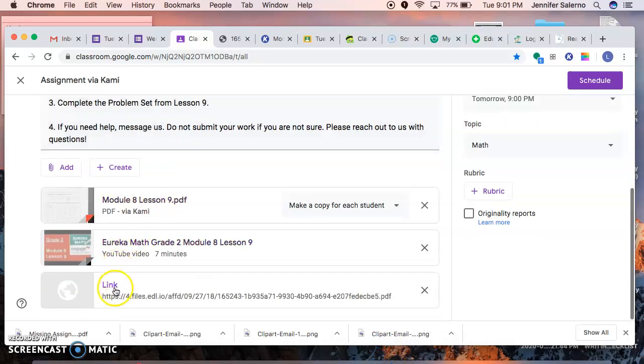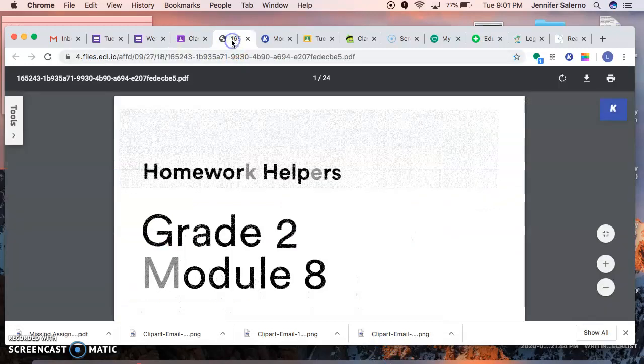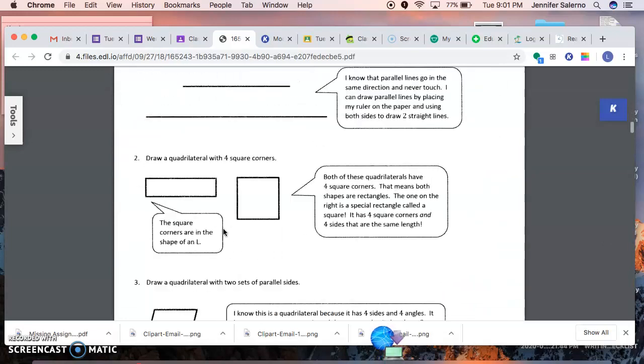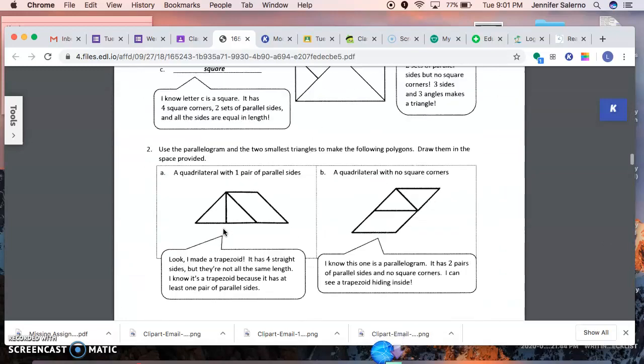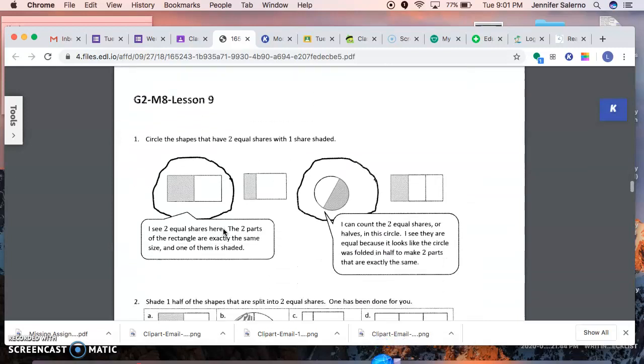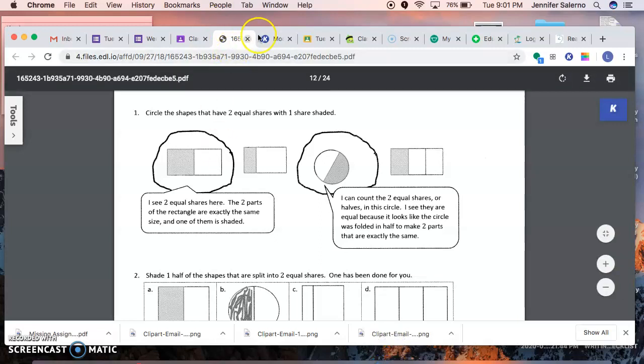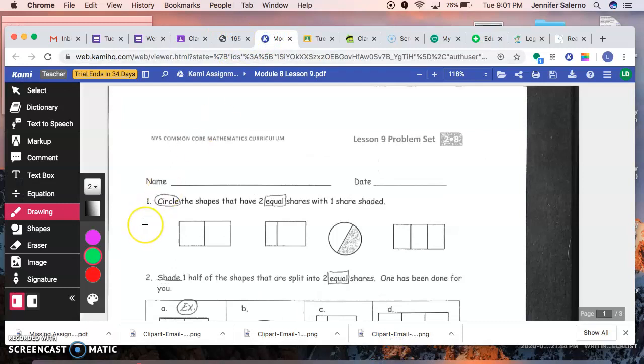I also put the link here. When you click it, it'll open to this, and you just scroll until you find lesson 9 for module 8, and that is just going to be right down here. It's another resource for you on how to complete your work, just in case you need it. Okay, so this is what we're doing today.